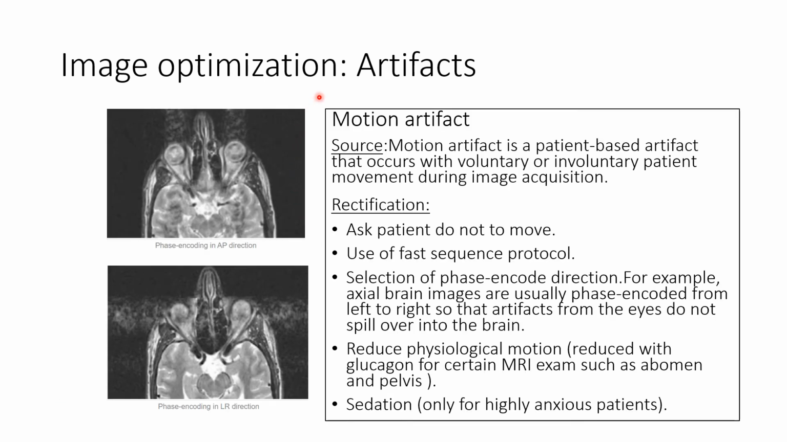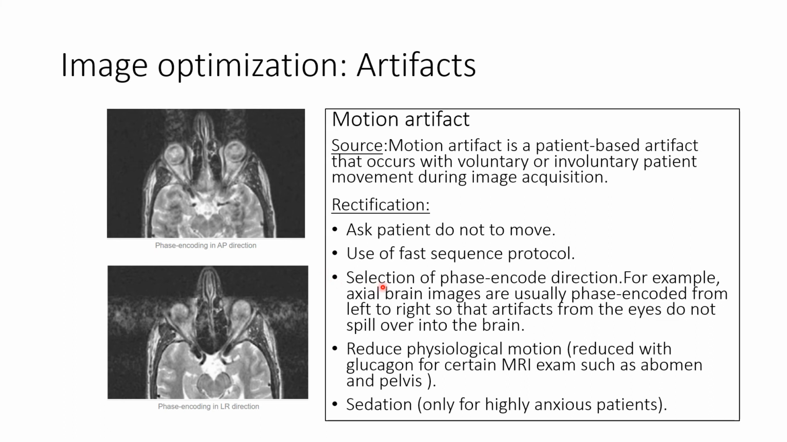Next, the common artifact that occurred during the scan is a motion artifact. The source of motion artifact is normally a patient-based artifact that occurs with a voluntary or involuntary patient movement during image acquisition. For rectification, we ask the patient not to move, and use the fast sequence protocol.